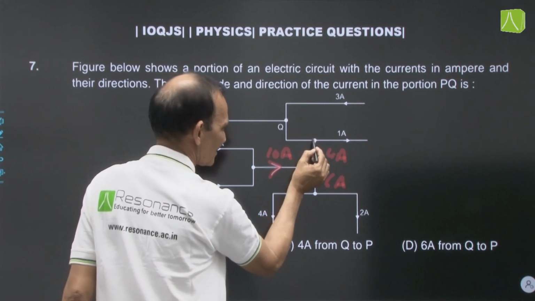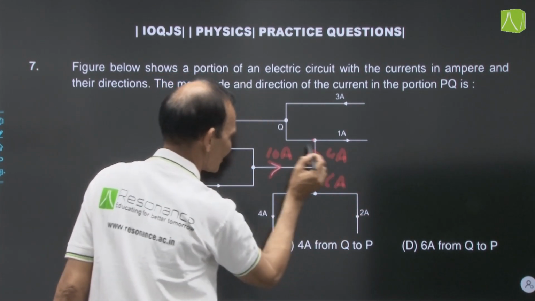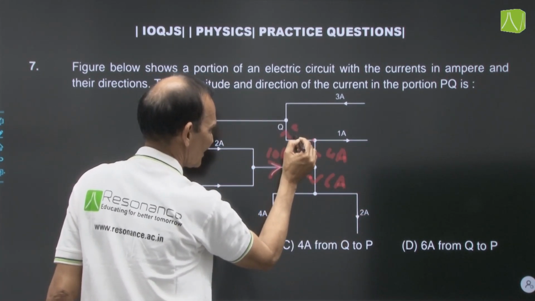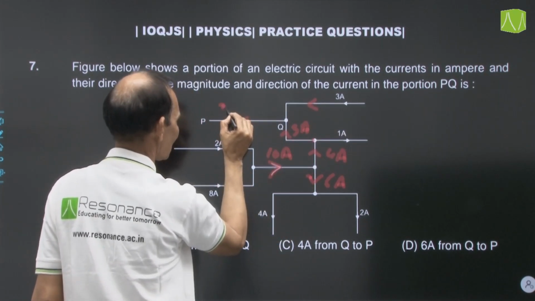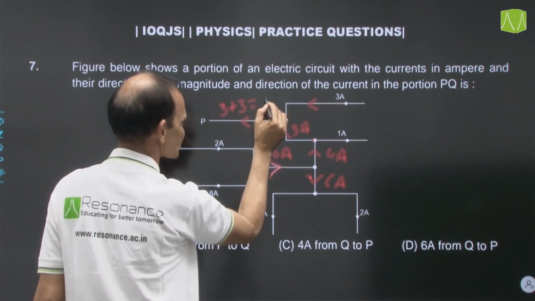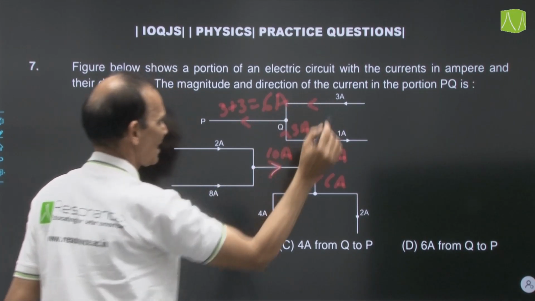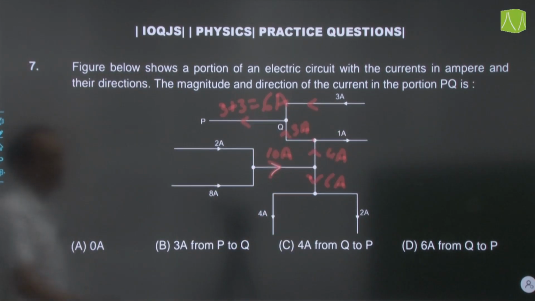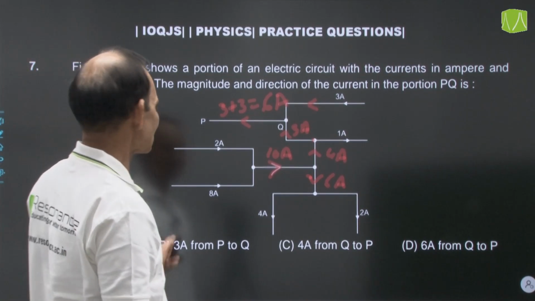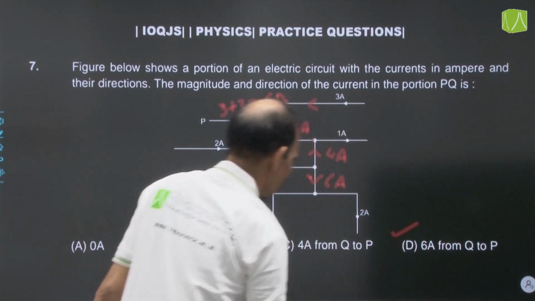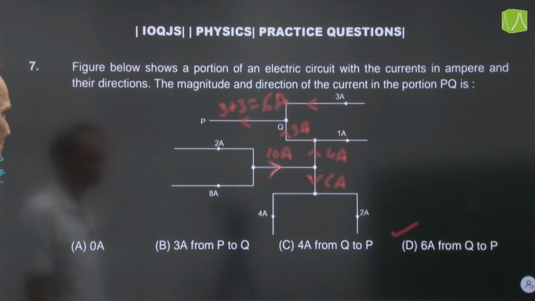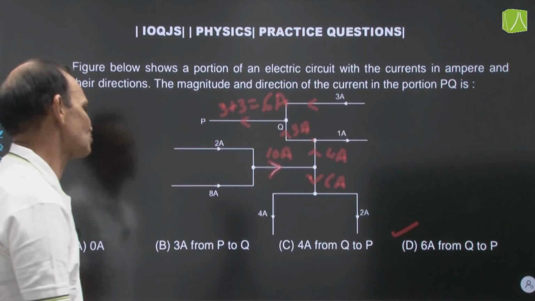अब at this point 4 ampere से 1 ampere इधर गया तो इधर कितना जाएगा, 3 ampere, और इधर से already 3 ampere आ रहा है, इधर जाएगा कितना, 3 plus 3, that is how much, 6 ampere. तो correct answer is from Q to P. तो 6 ampere from Q to P. तो correct option is D. Okay, is clear?